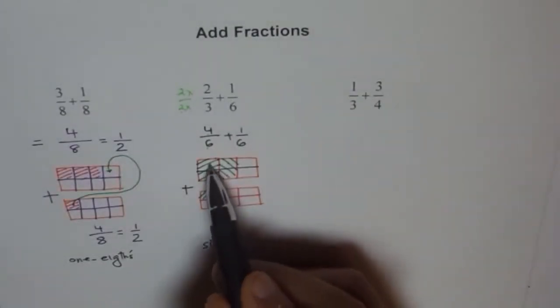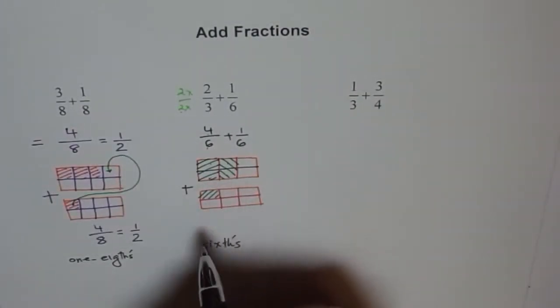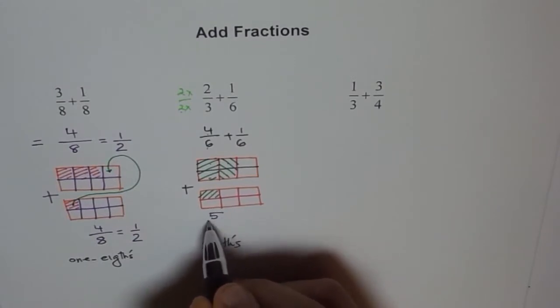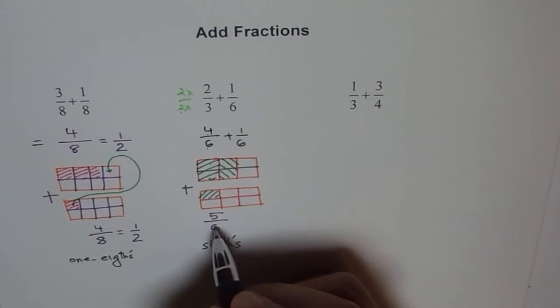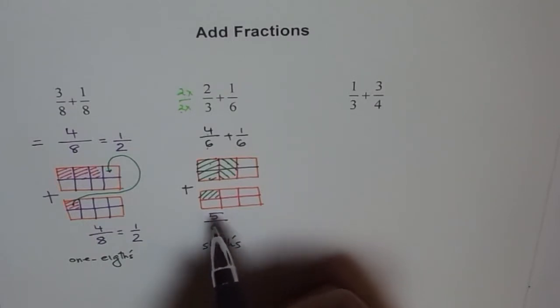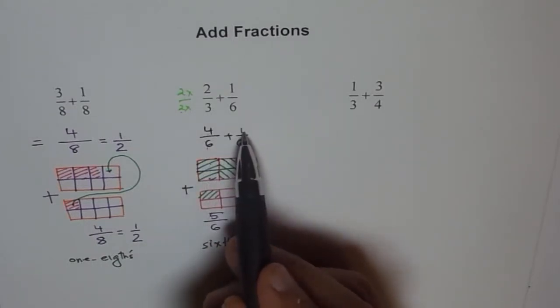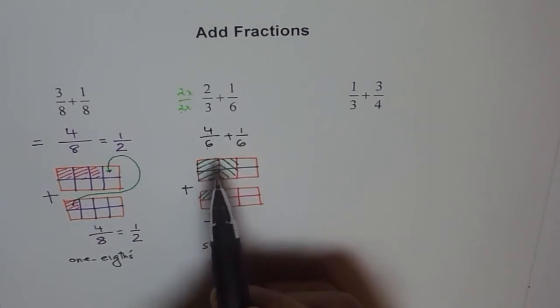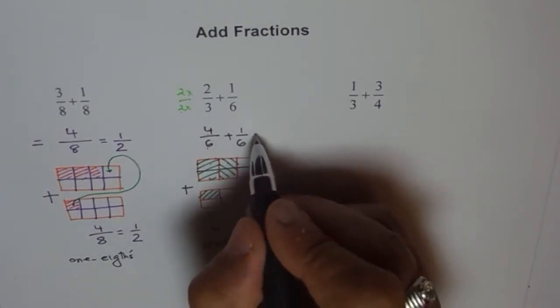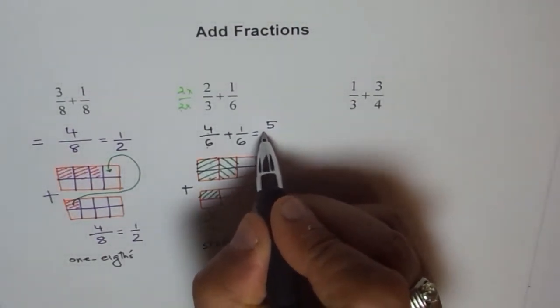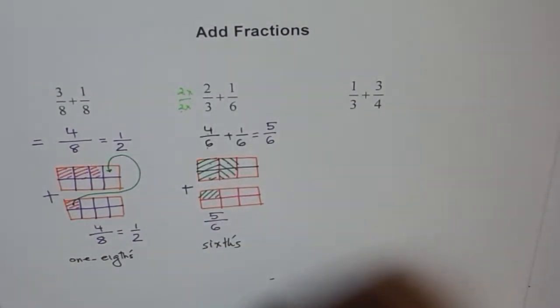Now it's easy. We can combine them. How many 6 have I shaded? 1, 2, 3, 4 and 1, 5. So I get 5 over 6. Do you see that? 5 over 6. So that's my answer, which you also get by adding 4 and 1. Never add denominators. The denominator says these are 6th, right? So this is equal to 5 over 6. That is how you add, okay?